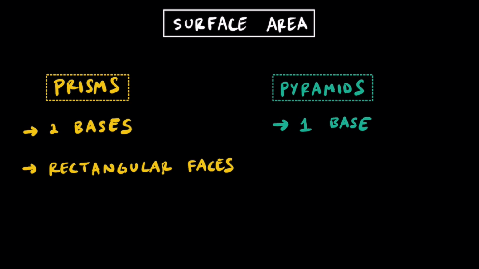Now, while prisms have rectangular faces all around that connect the bottom base to the top base, pyramids actually have triangular faces instead. So I'm going to write that down as triangular faces. And that means that all the sides besides the base are going to be triangles. That needs to be true because pyramids have a point at the top instead of having another base. So in order for there to be a point at the top, you have to have a bunch of triangles that meet at the top at just one point.